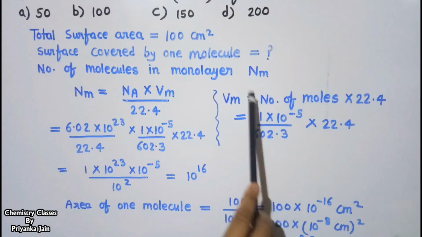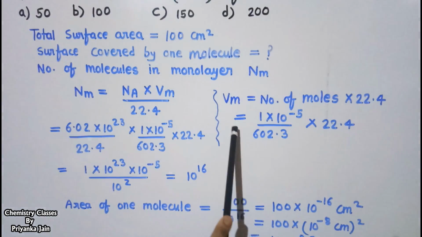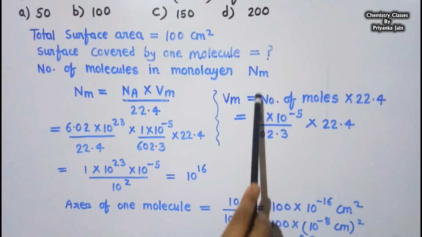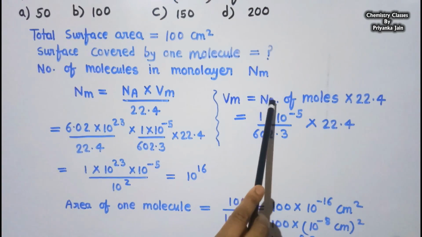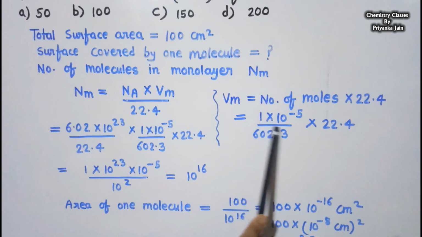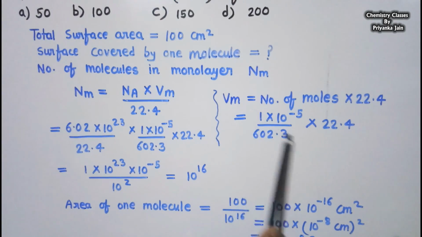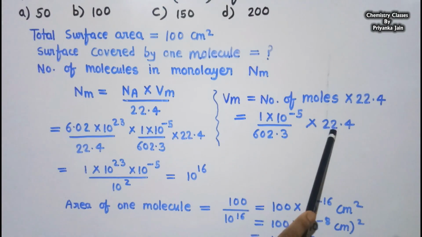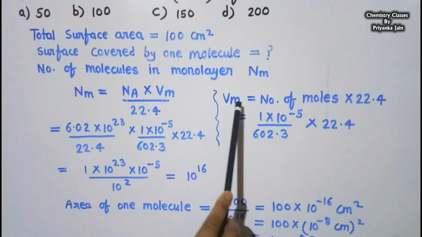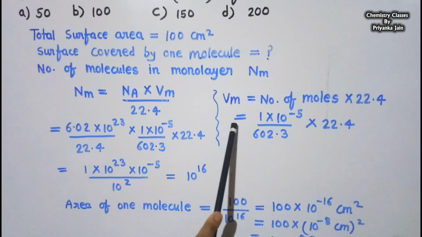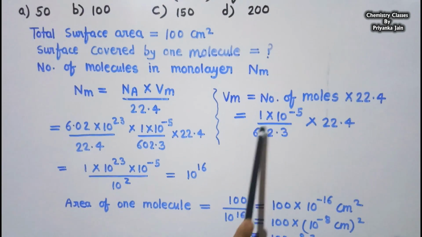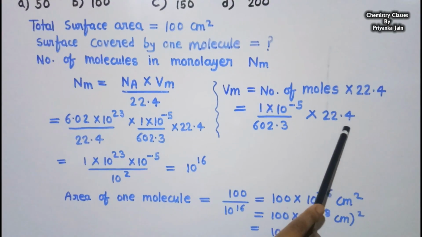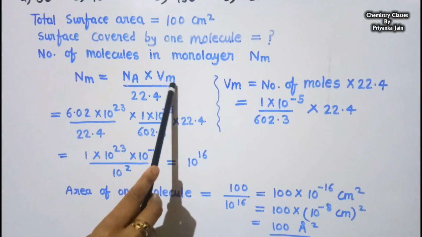So how can we find the number of moles? For this, we divide the amount of the substance by its molecular weight, and then multiply by 22.4. So we get V sub m equal to 1 × 10^-5 divided by 602.3, times 22.4. Now we will put this value here.